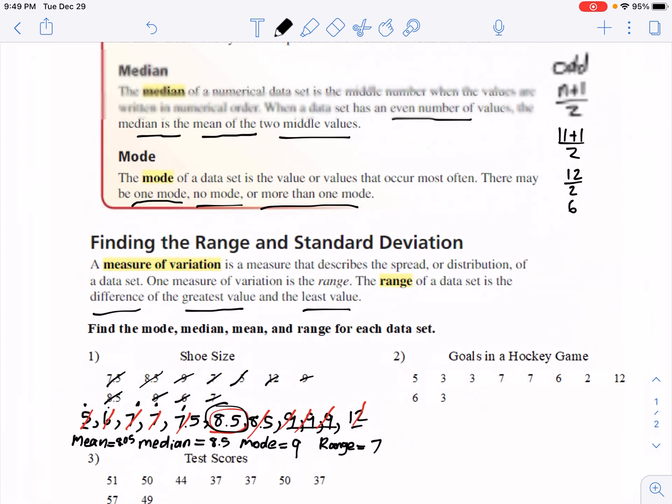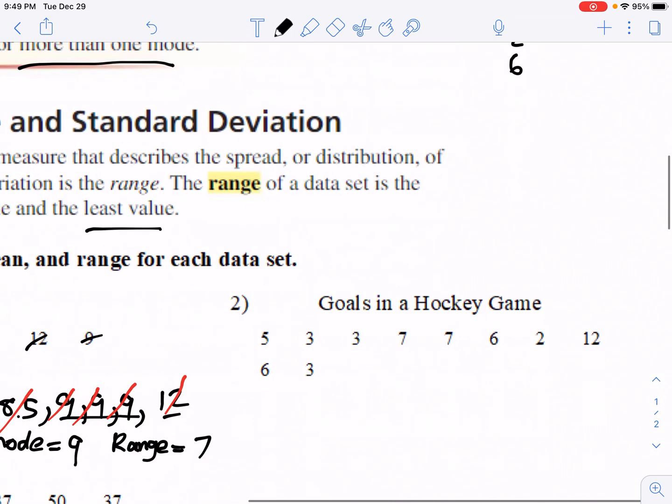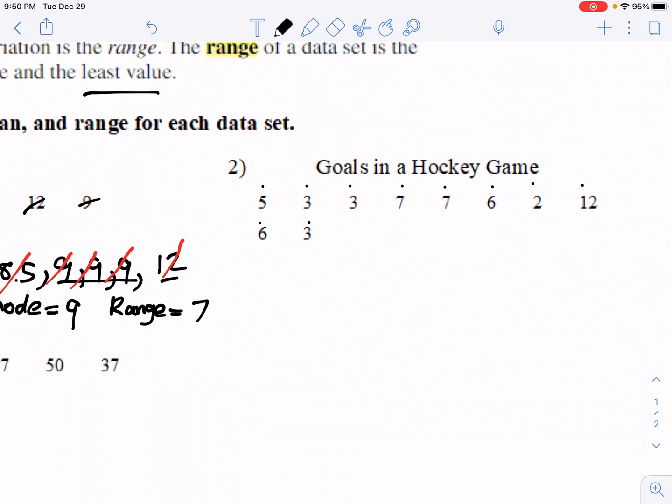Now that's for an odd number set. If we have an even number set, remember that's when we have two numbers in the middle, you could just do n divided by 2, and then find that number and the number that follows right after it, and those two numbers, you need to average them together by adding and dividing by 2. So let's try that with this one, because I think this one's even. We have 1, 2, 3, 4, 5, 6, 7, 8, 9, 10. Yeah, an even number. Let's first write it from least to greatest.